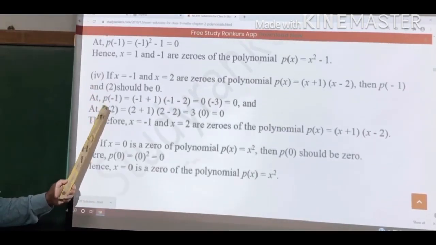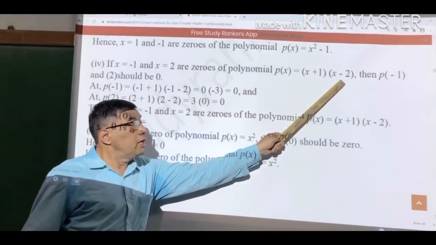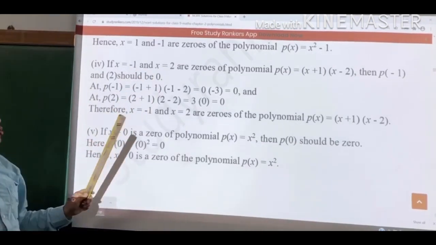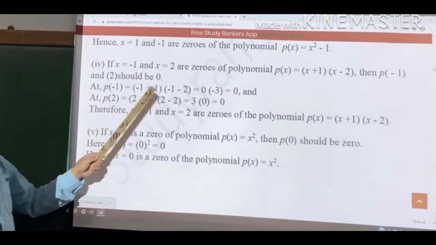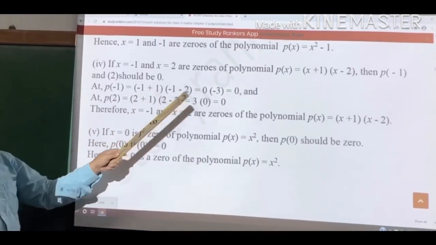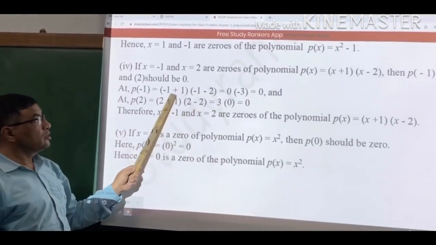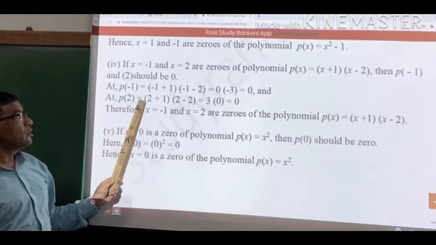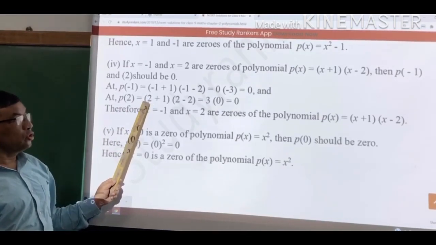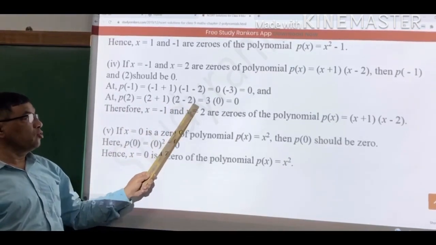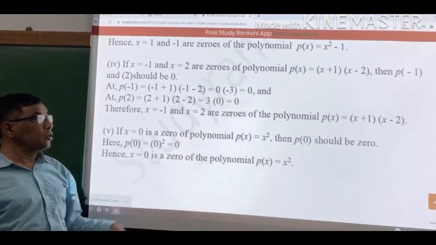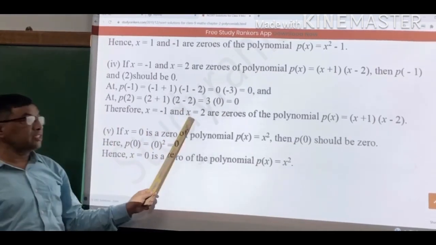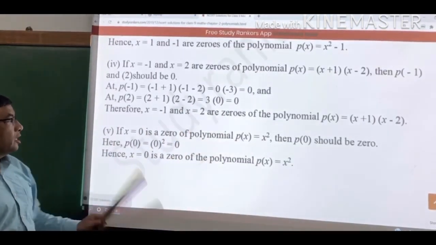The fourth one, P of x is given to us, x plus 1, x minus 2. In that, in place of that x we apply minus 1 and 2. So first of all P of minus 1 is equal to x plus 1 means minus 1 plus 1, and x minus 2 means minus 1 minus 2. This is 0 into minus 3 equal to 0. And P of 2 we apply now x equal to 2, so 2 plus 1 and 2 minus 2. 2 minus 2 is 0, so 3 into 0 is equal to 0. Both answers are coming 0. It means x equal to minus 1 and x equal to 2 are zeros of the polynomial.